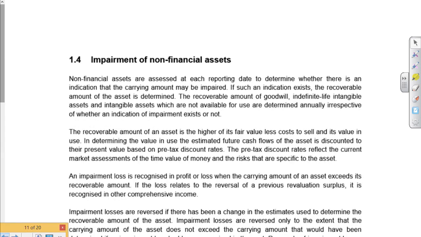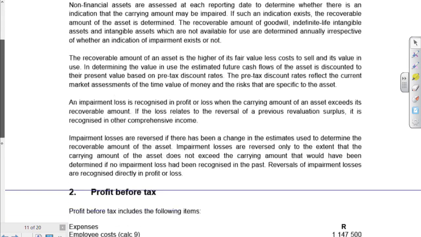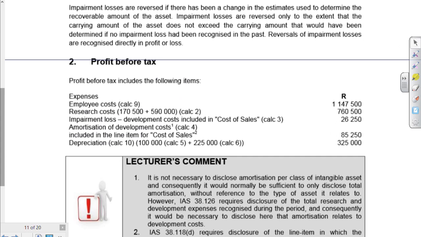And then I also wanted to show you the PBT note. Here's the profit before tax note. Research costs, that and that, isn't it? You'll see that depreciation is going to be the balance of depreciation. What wasn't allocated is what lands up as depreciation. They say Calc 5 over there.